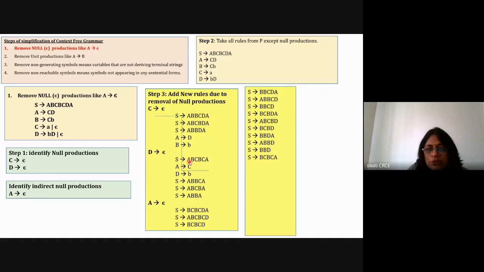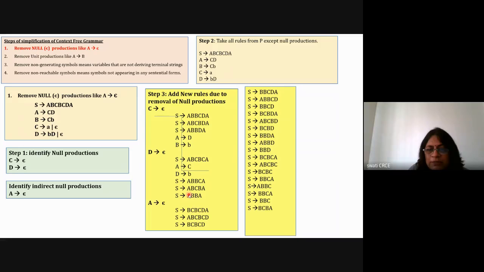So here S is equal to BCBCA or S is equal to ABCBC or S is equal to BCBC. Then here also there is no A. Here A is there. So S is equal to double BCA or S is equal to A double BC or S is equal to double BC. Okay, so three rules. Here also there are three rules that will be added.